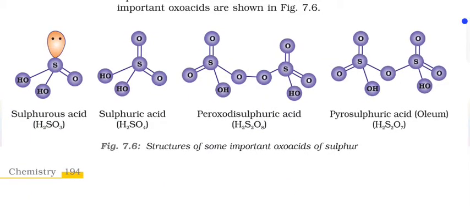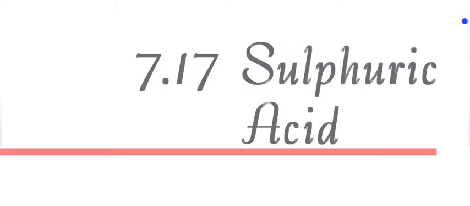So as we can see, all of them contain at least one OH group, and H+ will be released from those OH groups in the form of acidic hydrogen. In this case, each sulfur is attached to 4 different elements, and that means it simply has 4 orbitals shared with adjacent elements, so it will have sp3 hybridization. Now one of the most important oxoacids of sulfur is H2SO4, that means sulfuric acid. So we will discuss the properties and production of sulfuric acid.